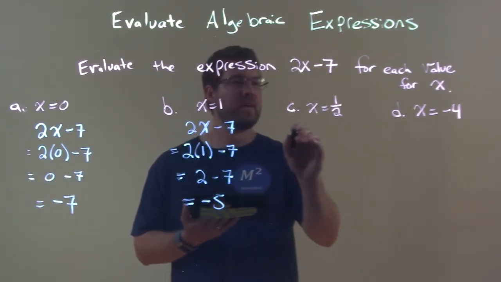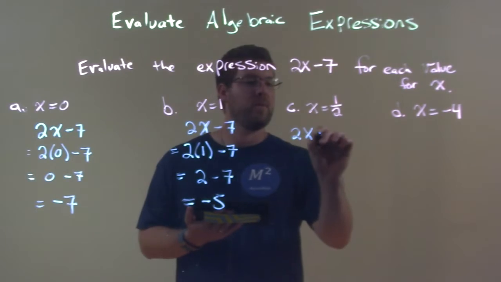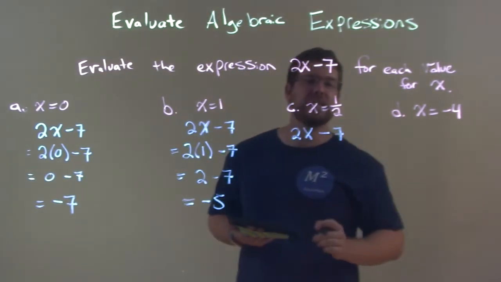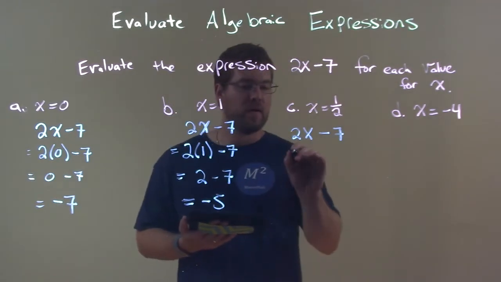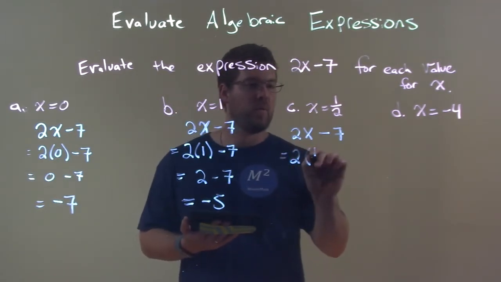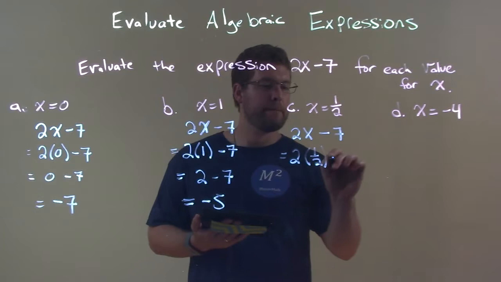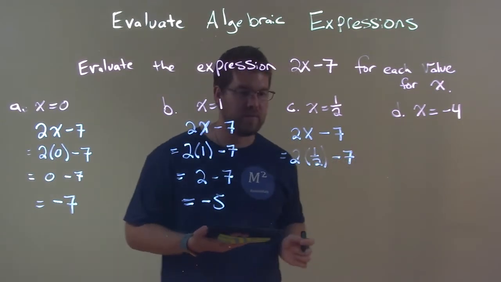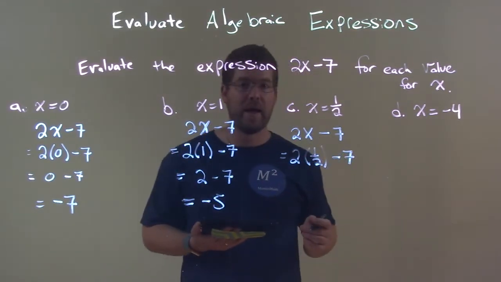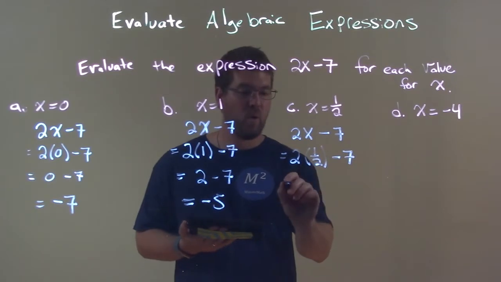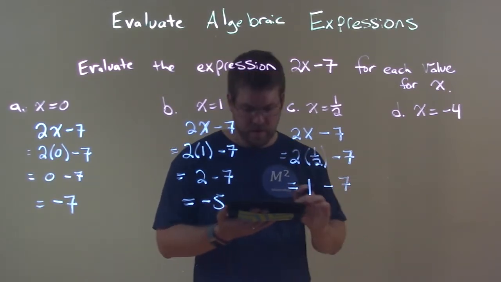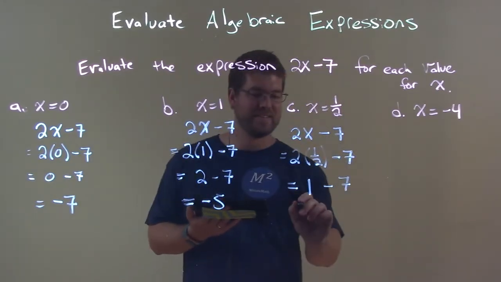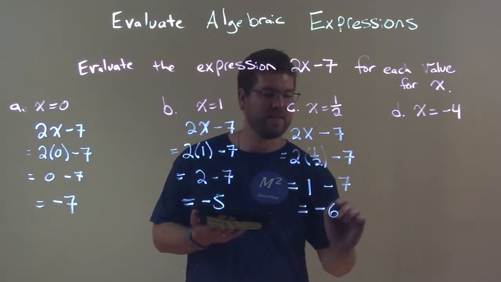Again, we take the expression 2x minus 7. And for C here, we're going to substitute 1 half in for x. 2 times 1 half minus 7. Well, 2 times 1 half, that's just going to be a 1 minus a 7. And 1 minus a 7 is that negative 6.